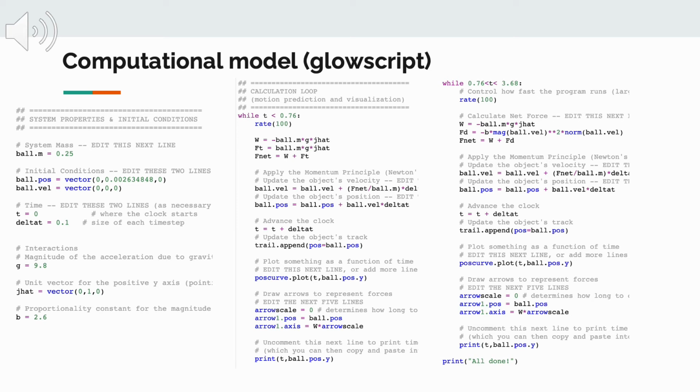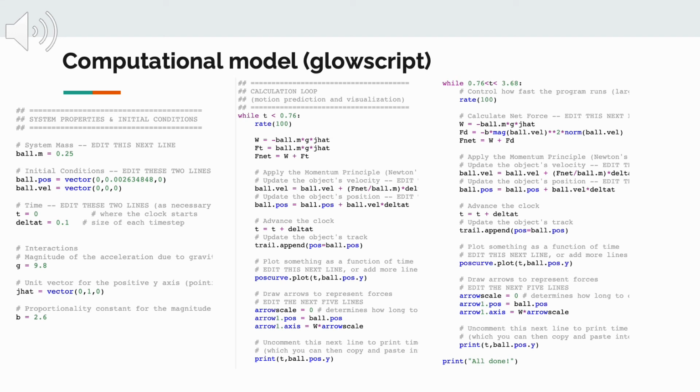G is the acceleration due to gravity, which is equal to 9.8 meters per second squared. The proportionality constant B was set to 2.6. This was determined using the experimental data collected using the Tracker software. The net force acting on the slinky is computed using its weight, which is minus mg, and the resistive force, which is the drag force acting in the positive y direction.